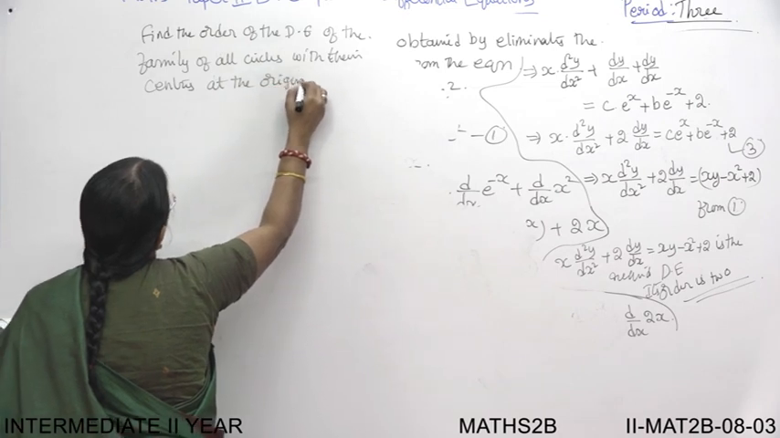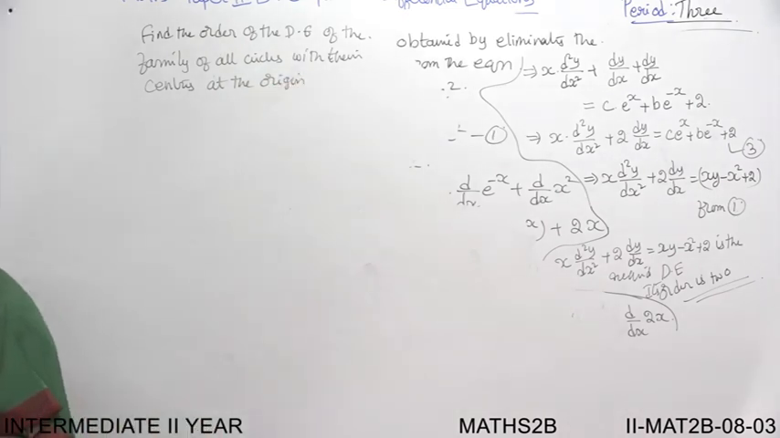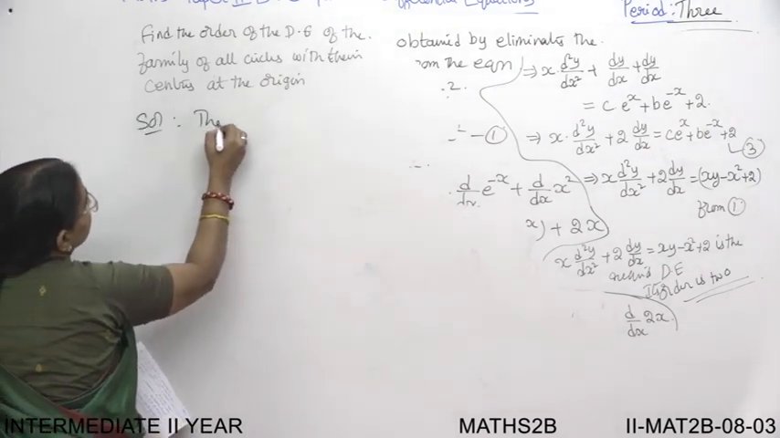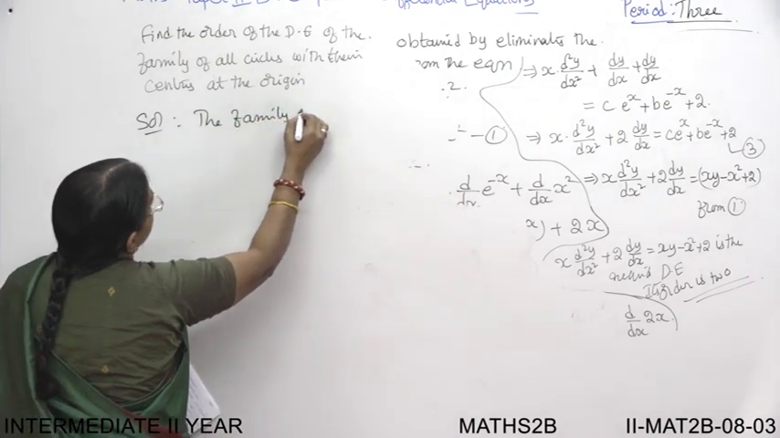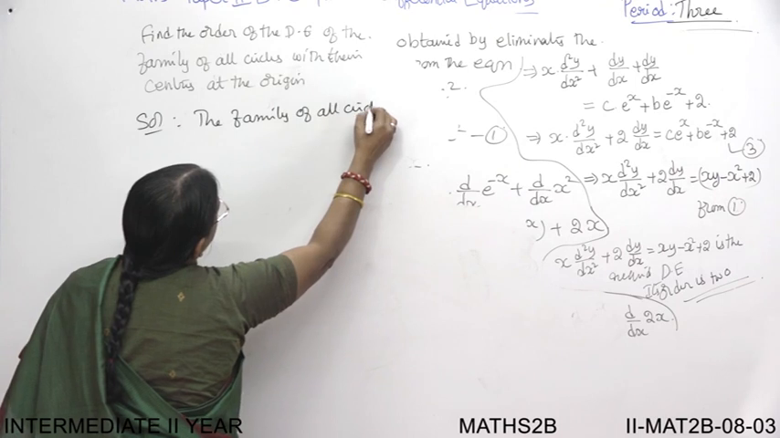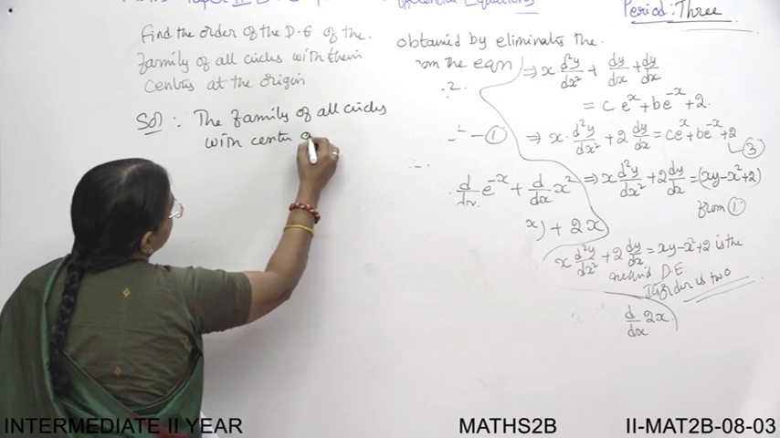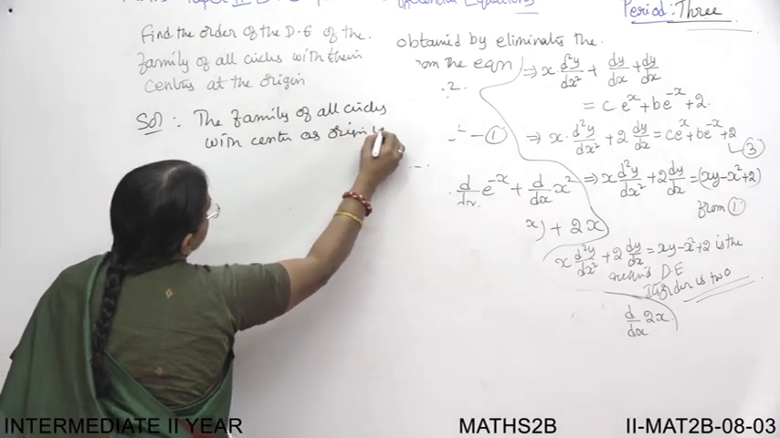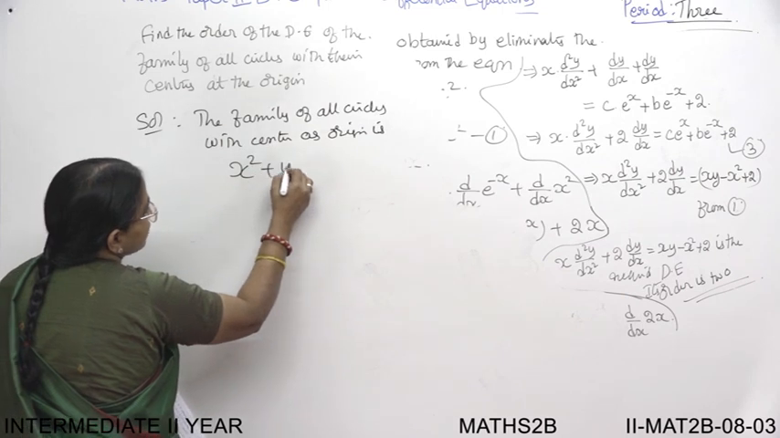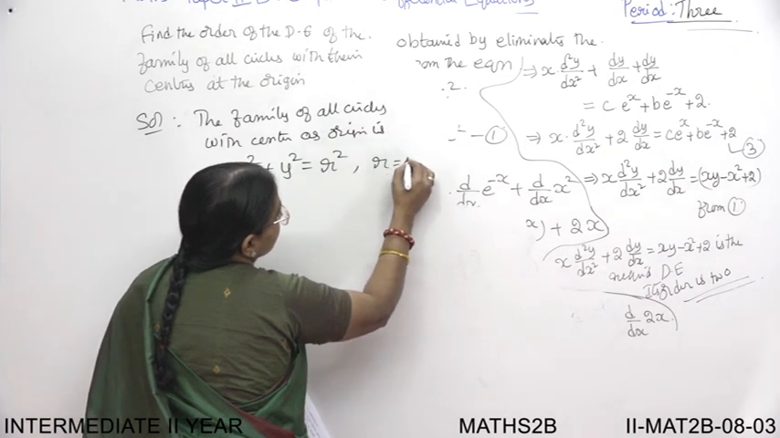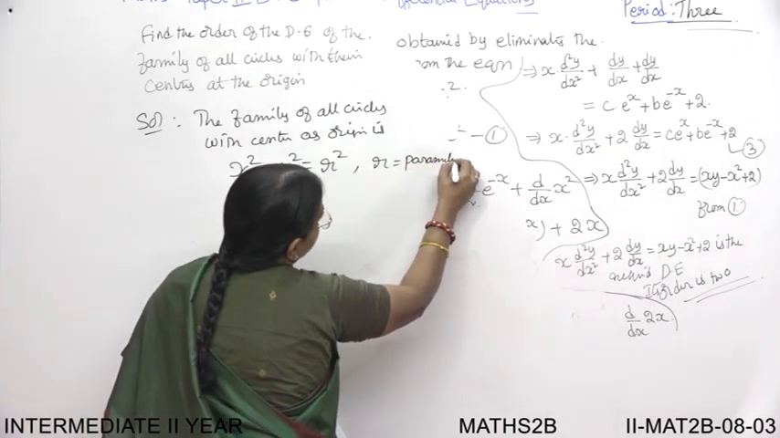So what is the equation of the circle whose center is the origin? The center is the origin and the radius is any r. The family of all circles with center at the origin will be x square plus y square is equal to r square, where r is any radius. So r is the parameter. That means there is only one parameter.